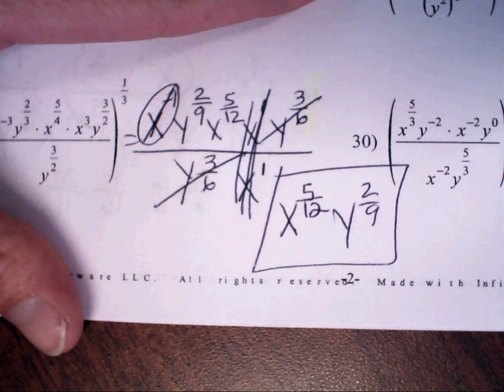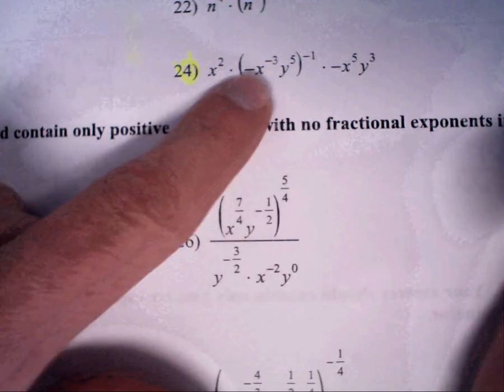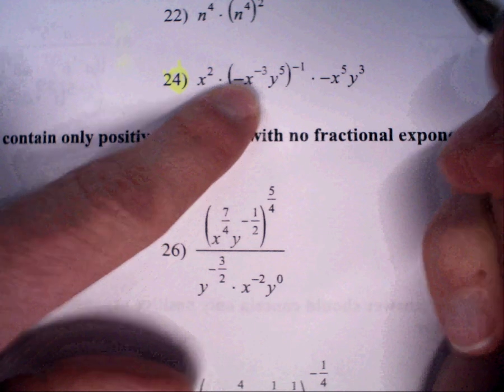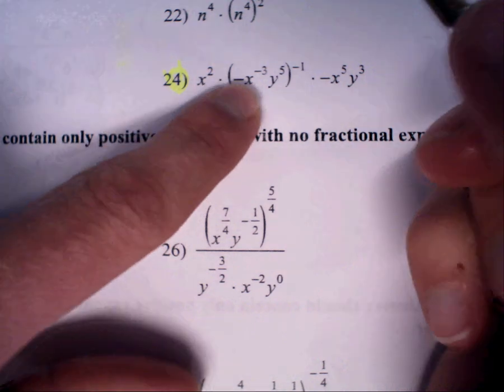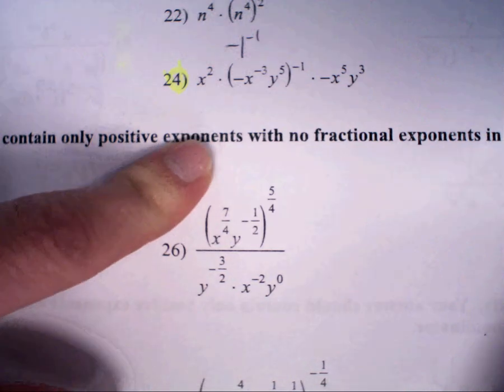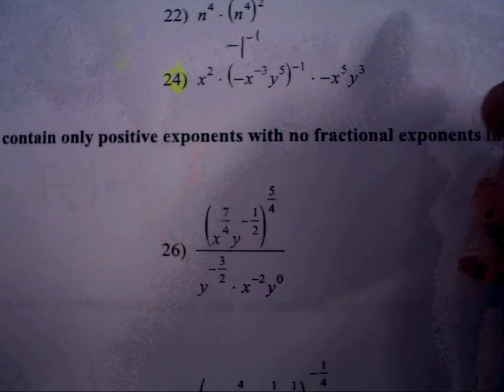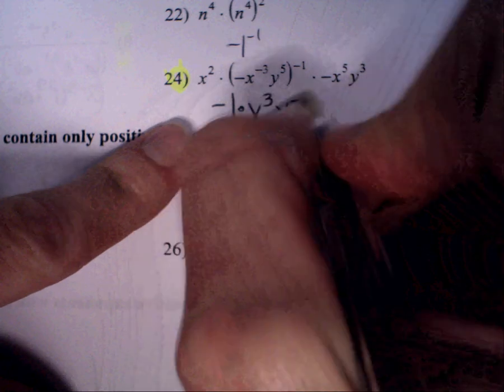Alright, so that was so easy. Why don't we go ahead and do 24 together? So 24, I'm going to handle the powers. So let's talk about this negative 1. This negative 1 would be raised to the negative first. Well, negative 1 to the negative first is still going to be negative 1. So at least this portion will still be negative. So negative 1, x to the third, y to the negative fifth, bring down everything else.